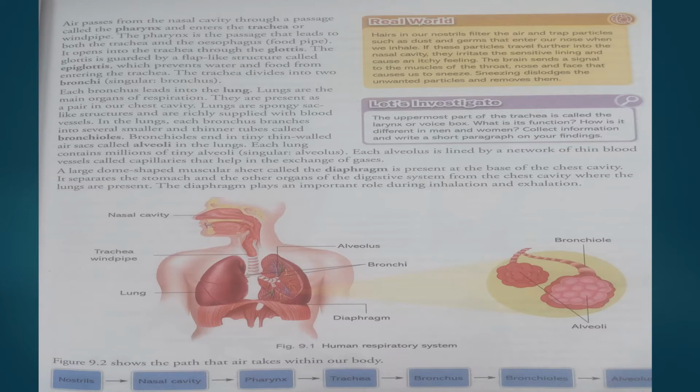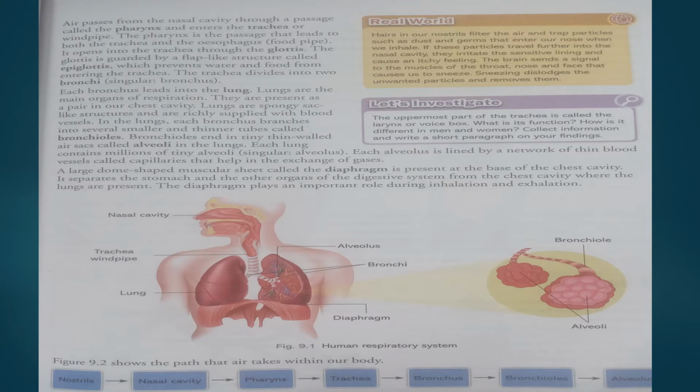At first, air passes from the nasal cavity through a passage called the pharynx and enters the trachea, or you can say windpipe. The pharynx, we can say, is a junction where food and air both meet and separate. So the pharynx is the place from where food and air are separated.